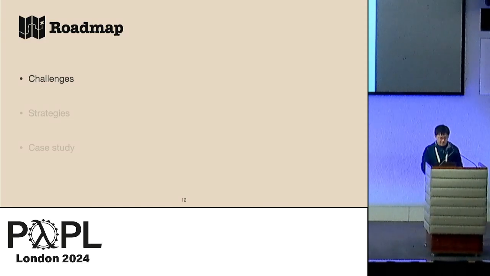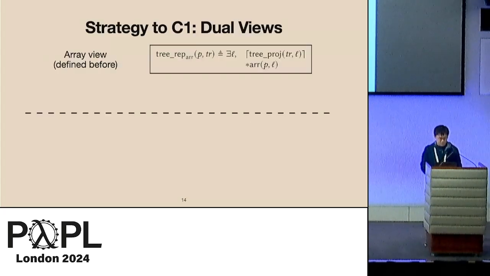So far, I have introduced the two challenges of reasoning about array-based trees in separation logic. And in the next part, I will be introducing the strategies for addressing the two challenges respectively. So for the first challenge, recall that it is about specifying and verifying structure changing operations of array-based trees. Our proposed strategy to this challenge is the usage of the dual views.